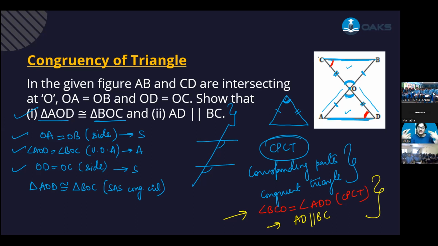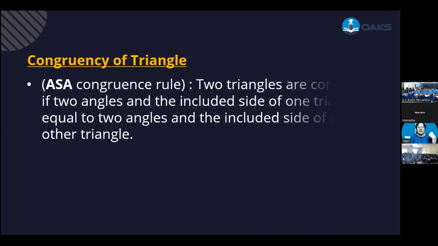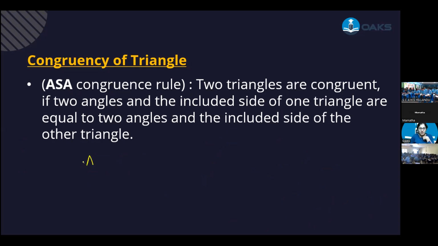Now let's move on to the next congruency condition and try to solve one question. Okay, now the next congruency condition is angle side angle. So try to listen. ASA. In the previous question, we were finding two sides and the middle angle, right? Here, we want two angles like this and the middle side. Two angles and the middle side. Now try to read this.